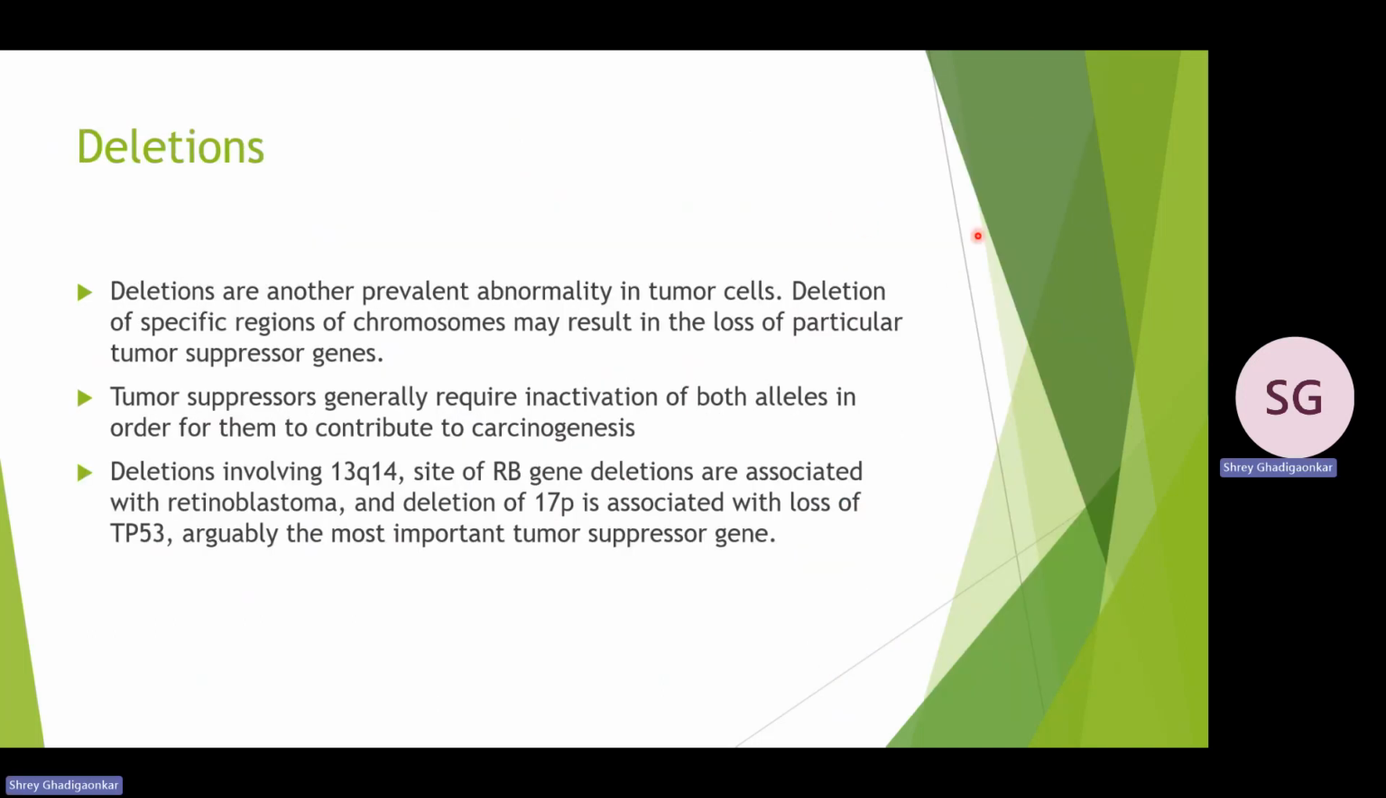Then you have deletions. Deletions are another prevalent abnormality in tumor cells. As mentioned, you can have deletions in tumor suppressor genes, which is pretty common, leading to inactivation of both alleles. Usually, both alleles need to be inactivated in order to contribute to carcinogenesis. Some examples are deletions involving 13q14, which is the site of the retinoblastoma gene and is associated with retinoblastoma. You also have deletion of 17p, which is associated with loss of TP53.